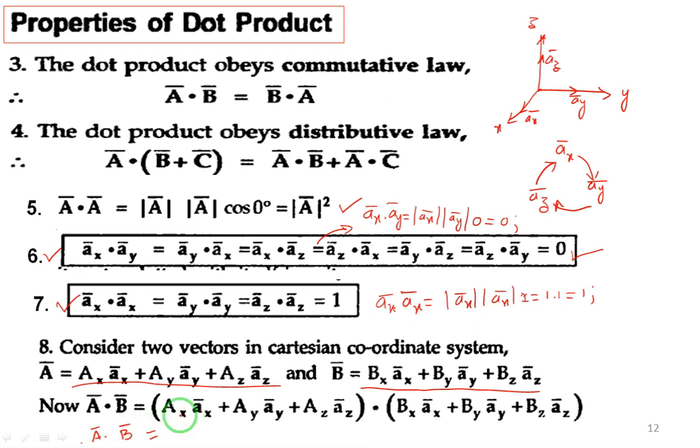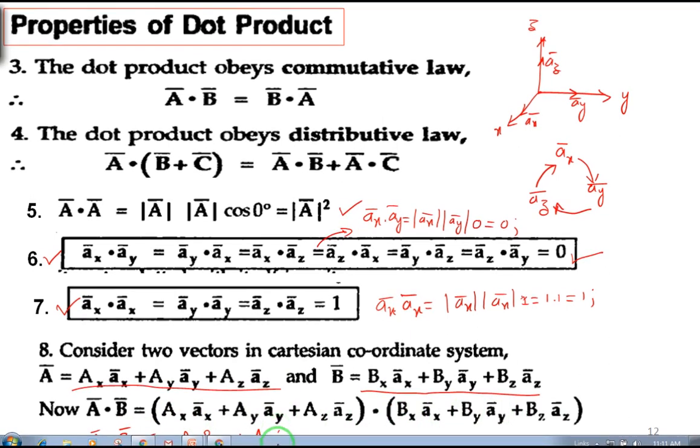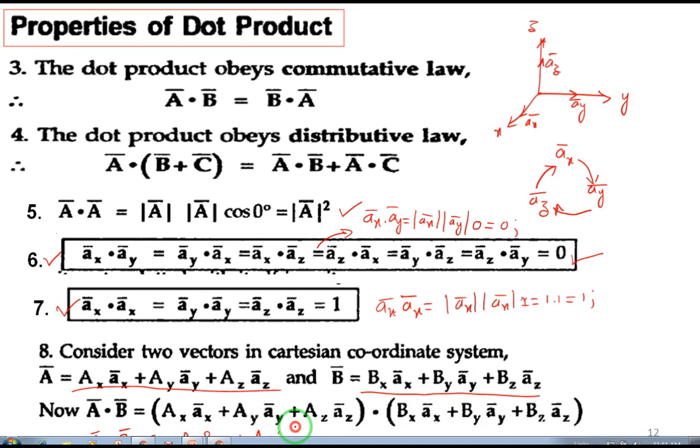Vector A dot B. See here. First I will multiply the first term with the first term. Ax dot ax: I know that ax dot ax is 1. So I will get Ax into Bx. If I take the first term with the second one, ax dot ay will be 0. Ax dot az will be 0. So I will take the second term. Ay dot ax is 0. So ay dot ay, the second term, will be 1. So plus, just observe and multiply, you will get Ay By. Okay, what happened? One minute.